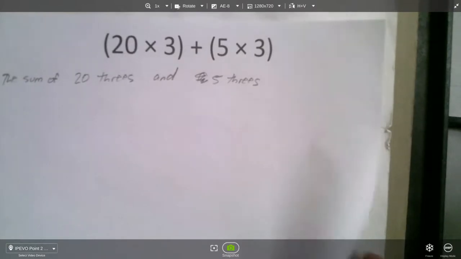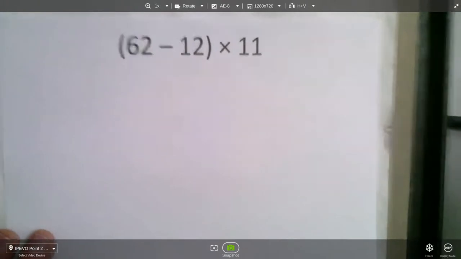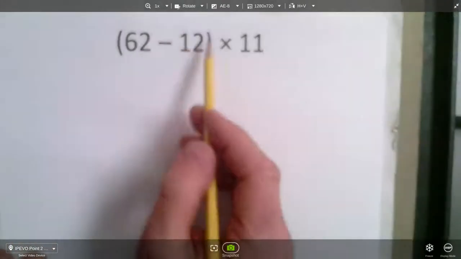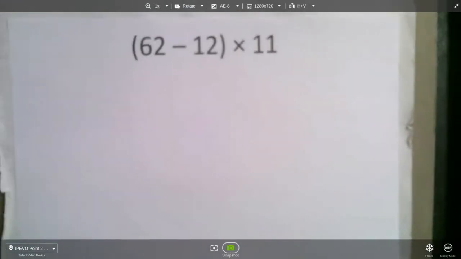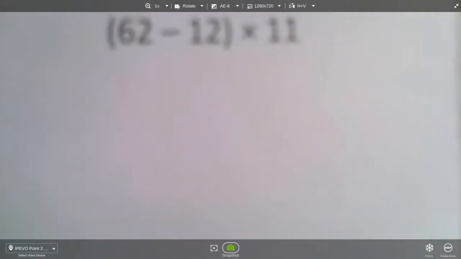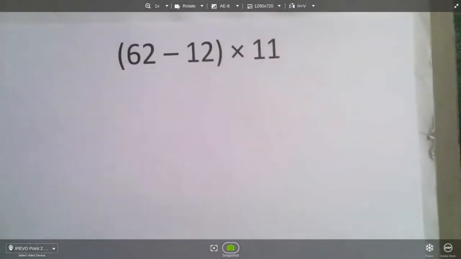Okay. Let's take a look at another one. So how am I going to write what's in the parentheses? Oh, that's really blurry. Sorry about that. Technical difficulties. There we go.